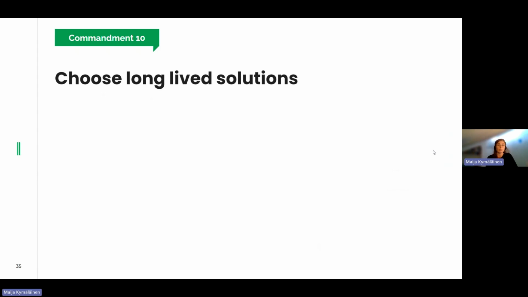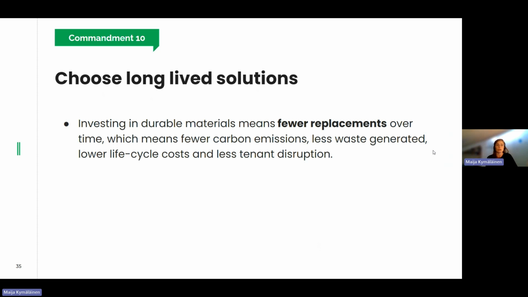And then commandment 10 is to choose long-lived solutions. So we aim to have a long-lived building, and there we of course need to have long-lived solutions. So if we invest in durable materials, it might be a bit more costly, but it means fewer replacements over time. So over the whole life cycle of the building, they usually pay themselves back, and we don't have to do maintenance or repair or replacement operations. So there is less waste generated, lower life cycle costs, and also less tenant disruption.